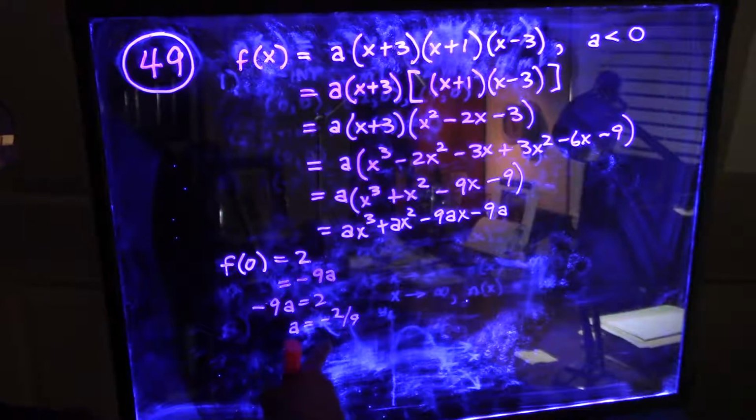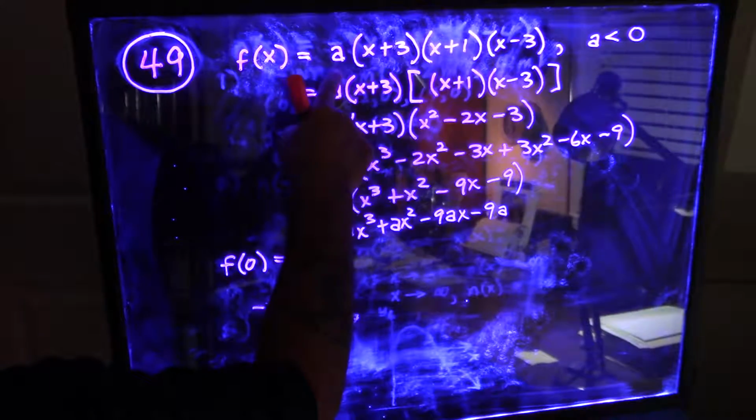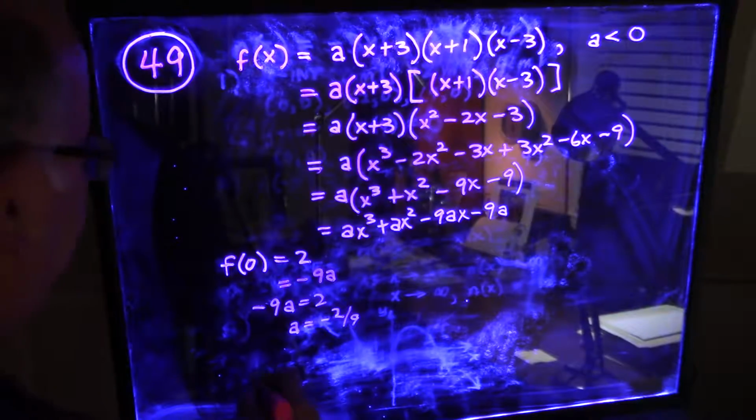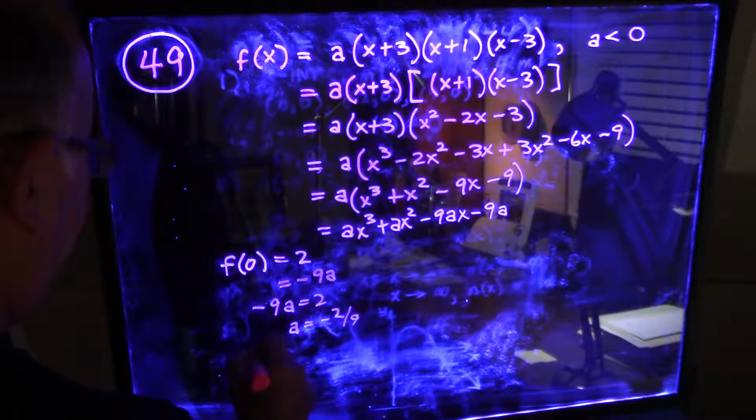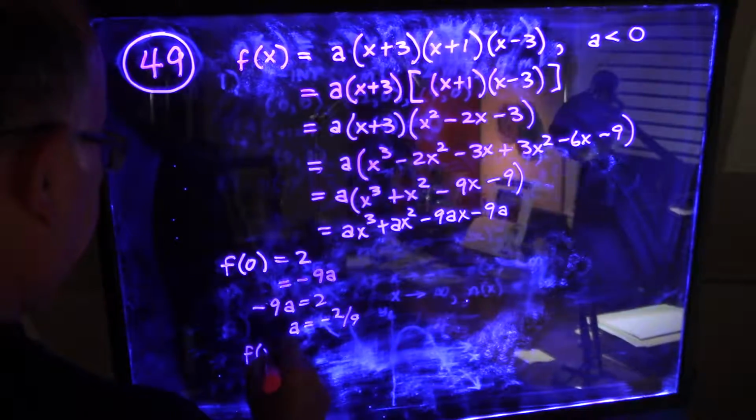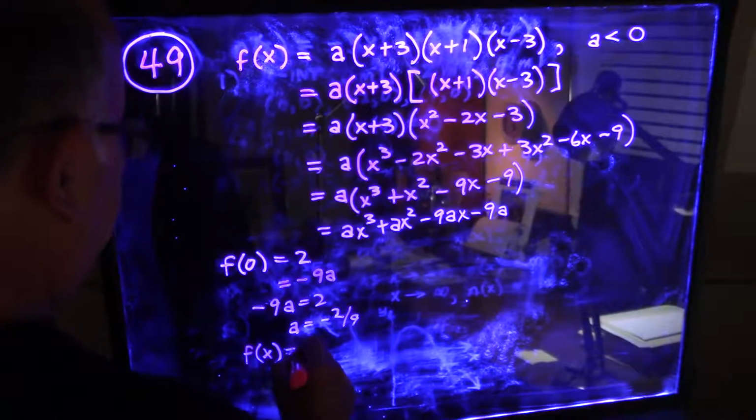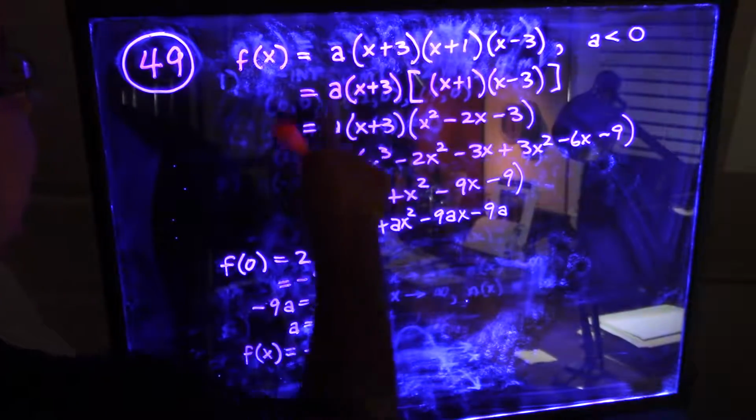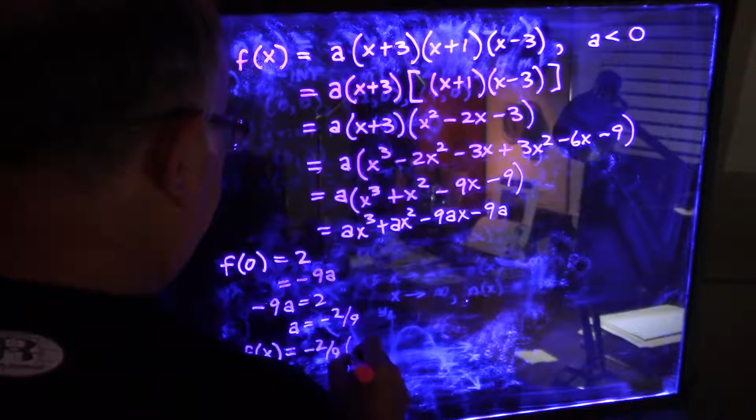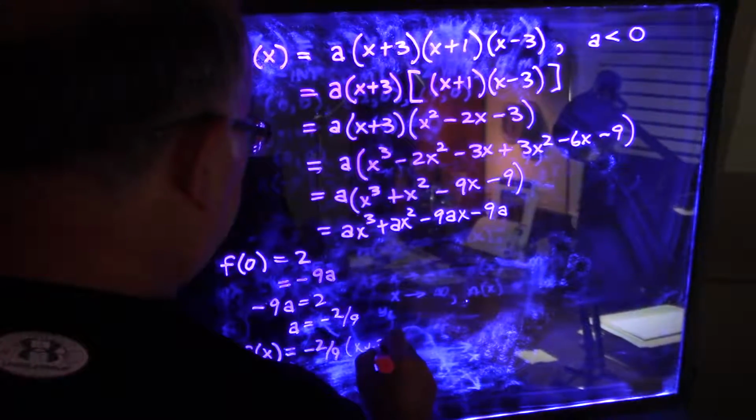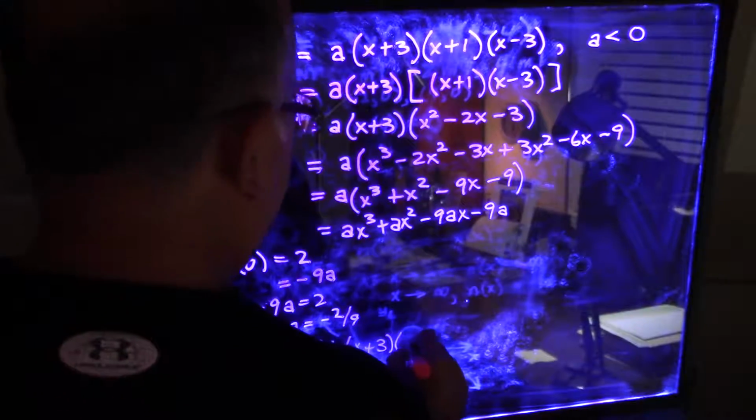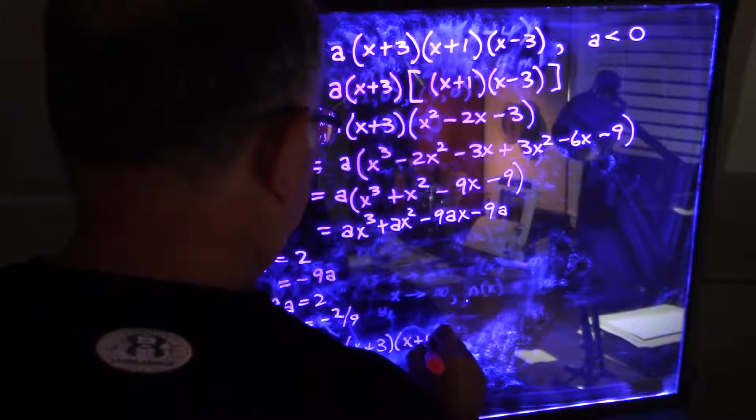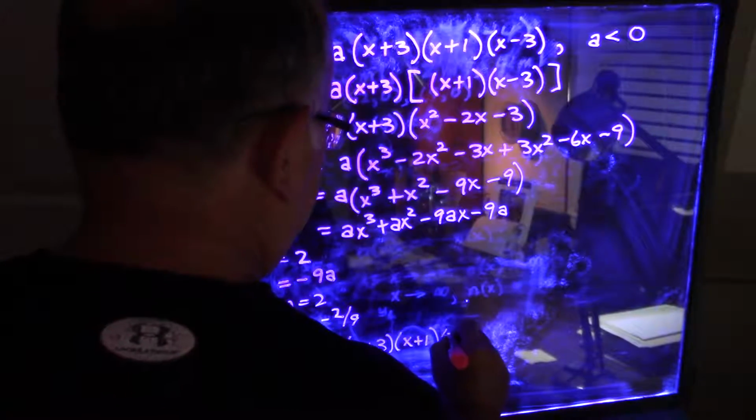So now that we know what a is, we can go back to this form and write out f of x. So f of x is equal to negative 2/9, that's your a, and then x plus 3, x plus 1, and x minus 3.